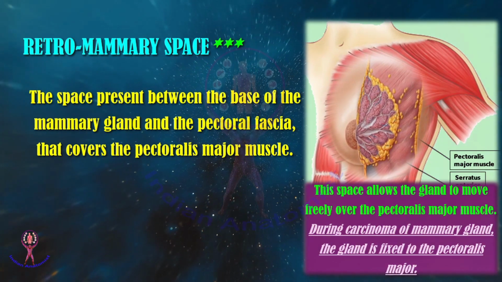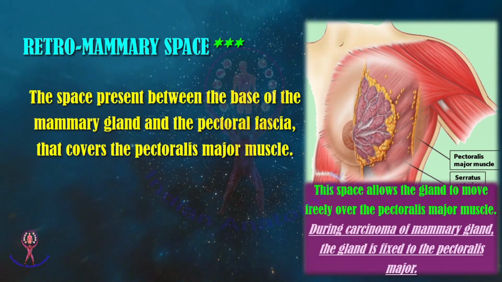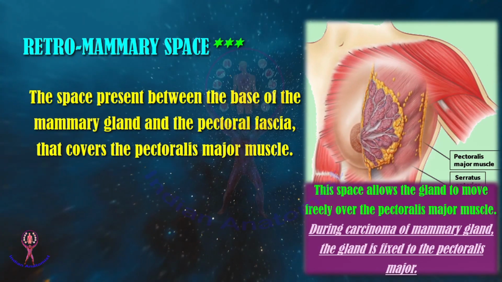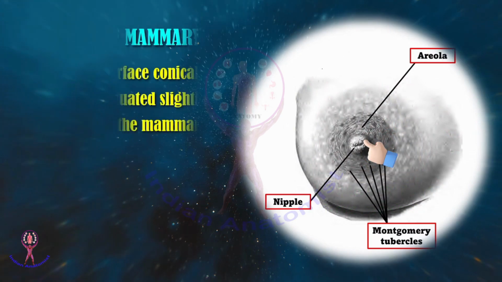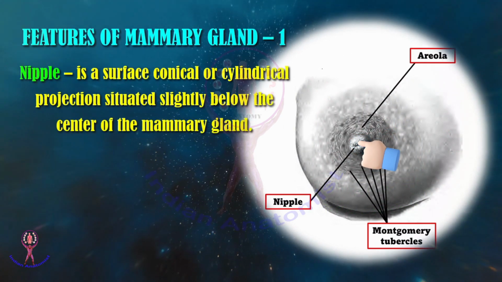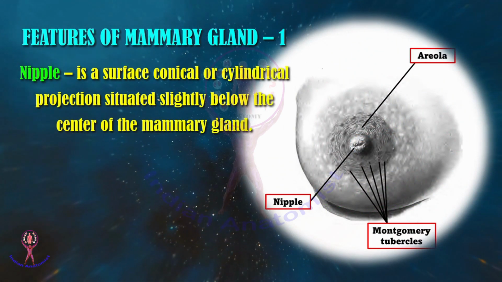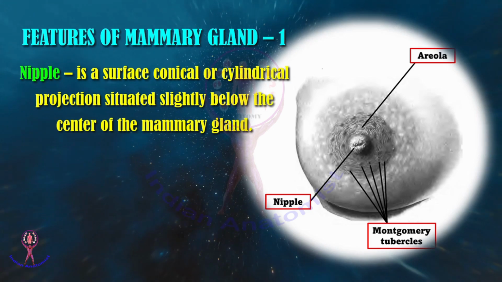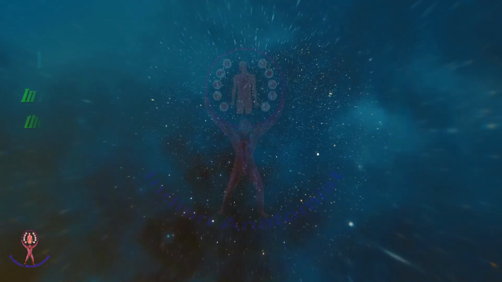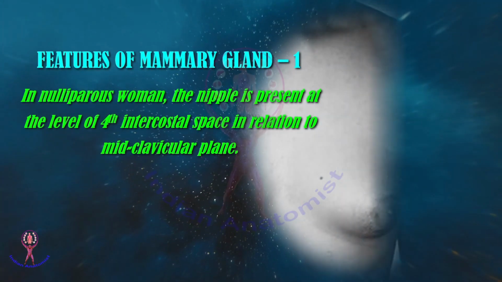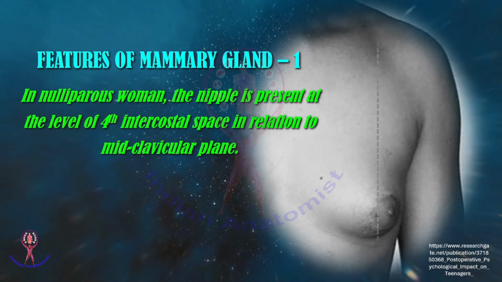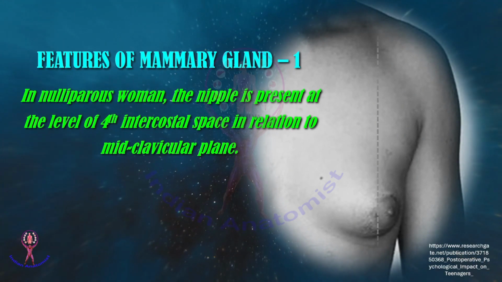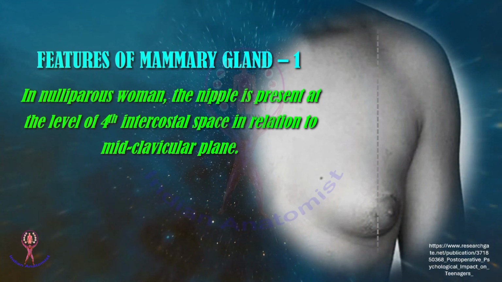Now I will discuss the features of the mammary gland. Please follow the illustrations provided for your better understanding. The first feature is the nipple. It is a surface conical or cylindrical projection situated slightly below the center of the mammary gland. In nulliparous women, the nipple is present at the level of the fourth intercostal space at the midclavicular plane. The dotted line indicates the midclavicular plane.